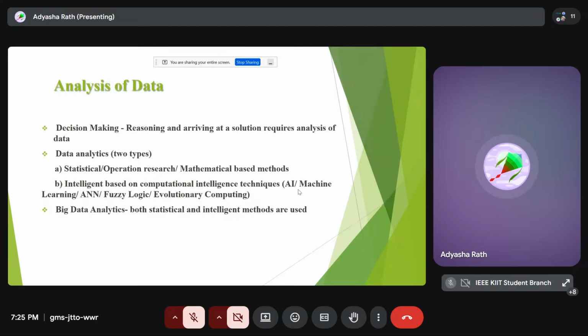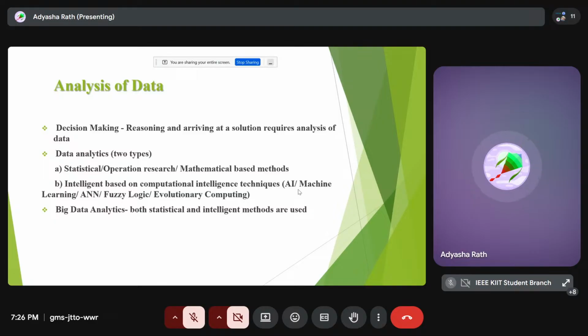So when we discuss data, first we have to analyze the data for decision making. Decision making means reasoning and arriving at a particular solution. It requires some analysis of the data. Basically, it is of two types. One is statistical, when we are doing the chi-square test, F test, ANOVA. These are basically statistical tests. Now we are discussing intelligence based on computational intelligence techniques like AI, machine learning, artificial neural network, multi-layer perceptron, then fuzzy logic, then deep neural network, then generative AI. These are basically intelligence based CI techniques.